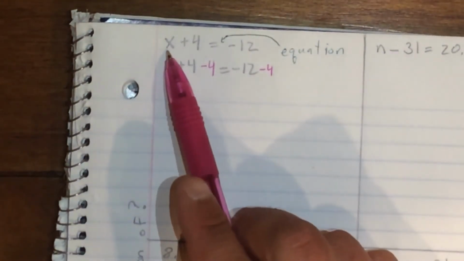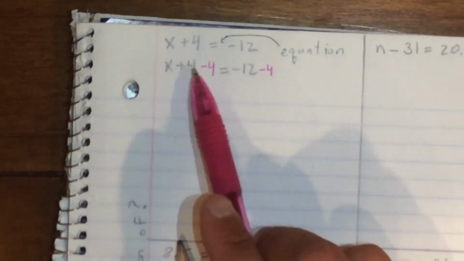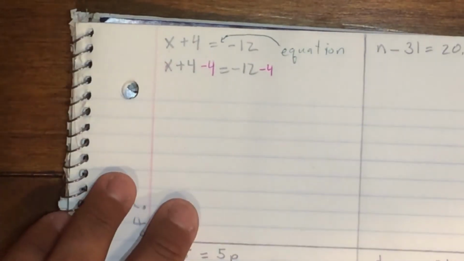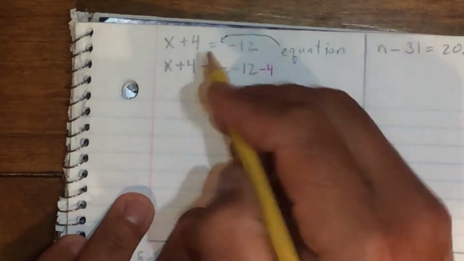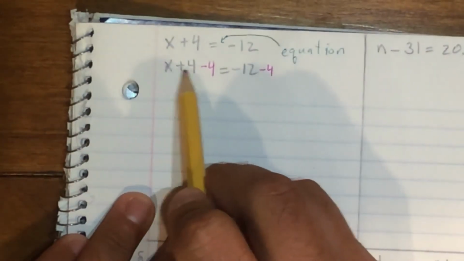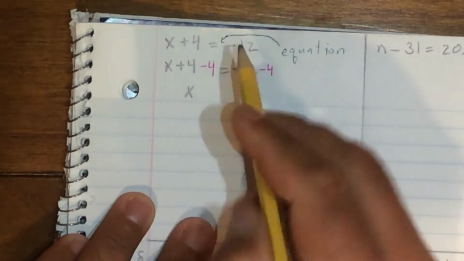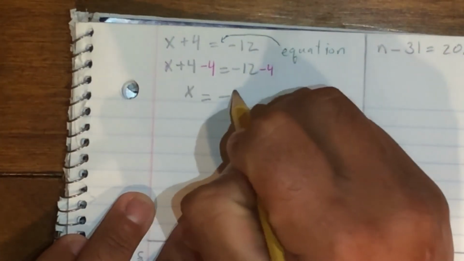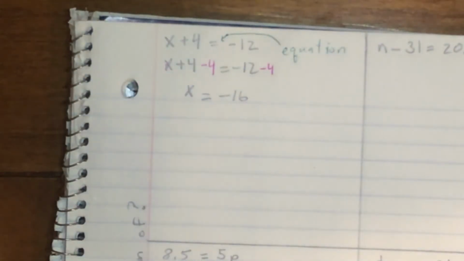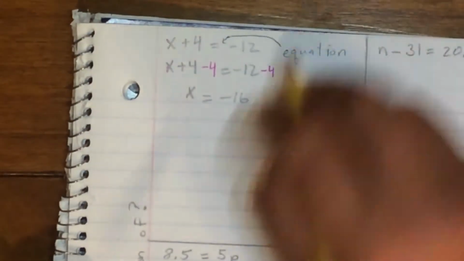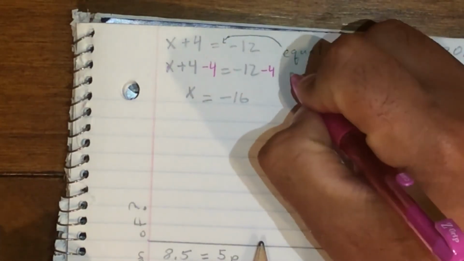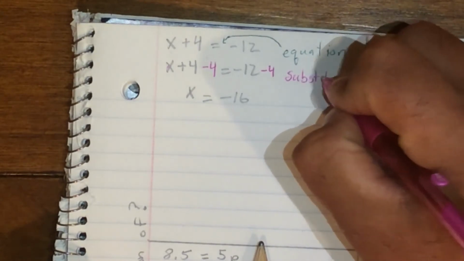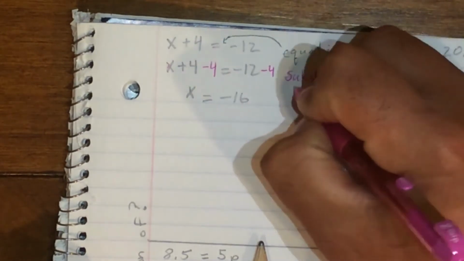So now we have the same equation, x plus 4 equals negative 12, but we're adding the negative 4 and the negative 4 to each of these. Now when we do the math here, we have x, and 4 minus 4 goes to 0, is equal to negative 12 minus another 4, which is negative 16. This is called the substitution property.